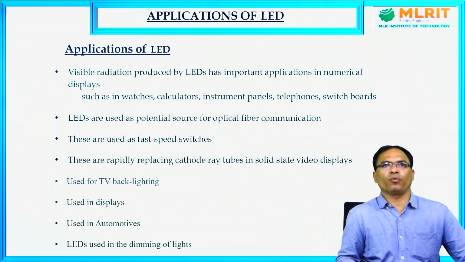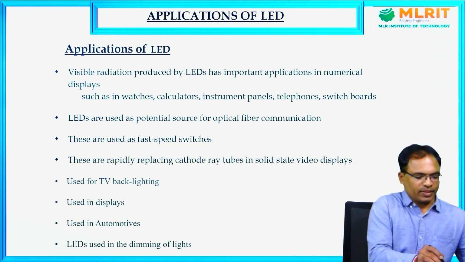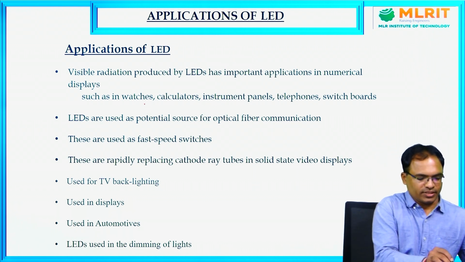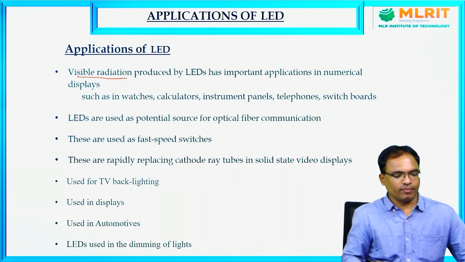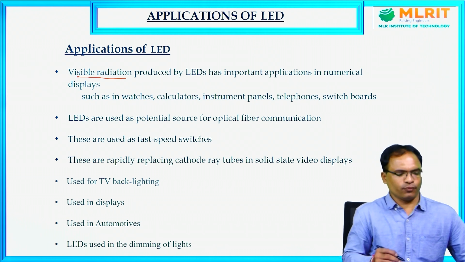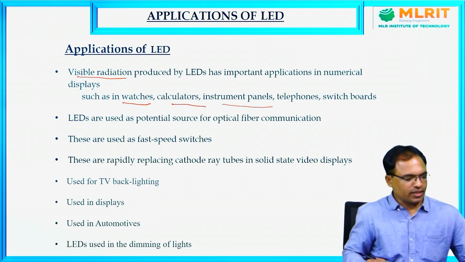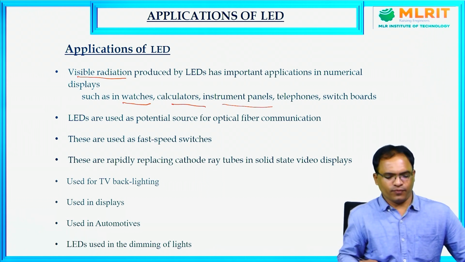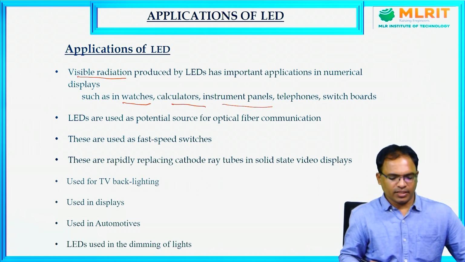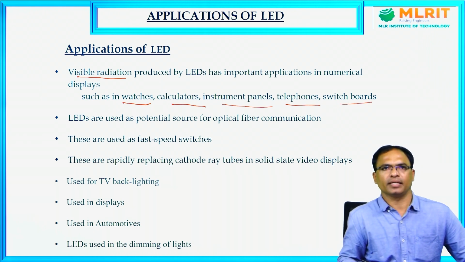Now, I am going to conclude this session with the applications of LED. So, LED particularly emits light in the visible region. Visible light emitted from LED has so many applications in numerical displays. In our daily life, we use it in digital watches, calculators, instrument panels. Instrument panels means in the case of fridge, washing machine, and some other electronic devices, we use it to see the display, and also in telephones and switchboards. In all these cases, we will see LED operations.